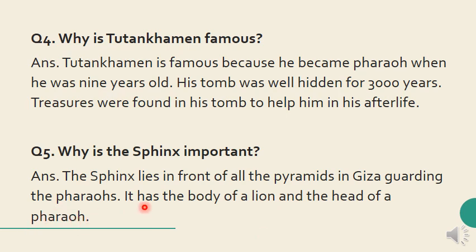So this is why the Sphinx is very important, because all the pyramids in Giza are protecting and guarding the pharaohs, the kings there. So it has actually the body of a lion and head of a pharaoh.